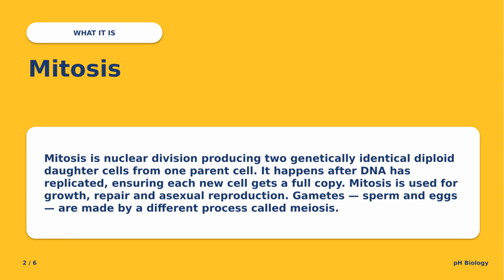Mitosis is nuclear division producing 2 genetically identical diploid daughter cells from one parent cell. It happens after DNA has replicated, ensuring each new cell gets a full copy. Mitosis is used for growth, repair, and asexual reproduction. Gametes, the sperm and eggs, are made by a different process called meiosis.